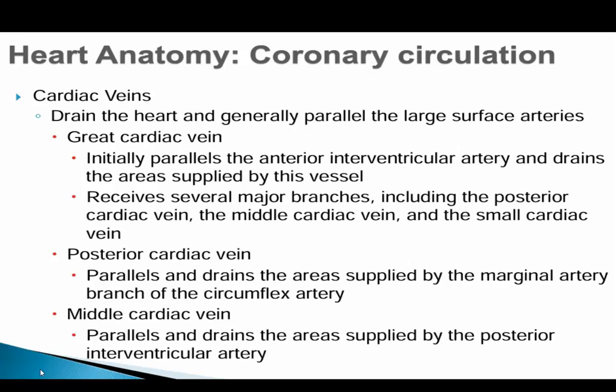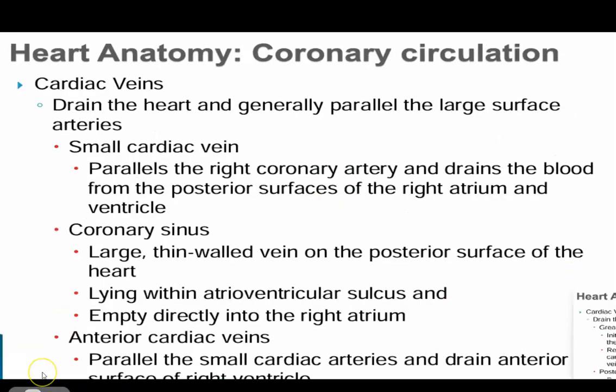This vein collects blood from smaller veins, including the posterior cardiac vein, which runs along the marginal artery, the middle cardiac vein, which runs with the posterior interventricular artery, and the small cardiac vein, which we'll talk about more on the next slide. The small cardiac vein follows the right coronary artery and drains blood from the backside of the right atrium and right ventricle.